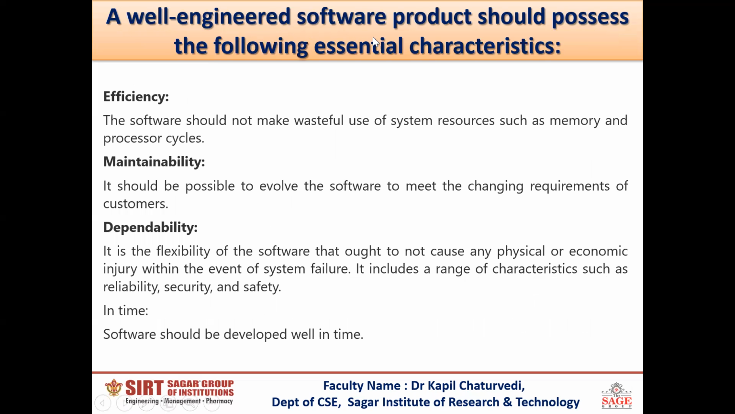Now, there are some characteristics of software products. What kind of characteristics should we have in a software product? So the very first characteristic is efficiency. The software which you are implementing must be efficient. It means that it should be robust. The performance of that software should be very fast.